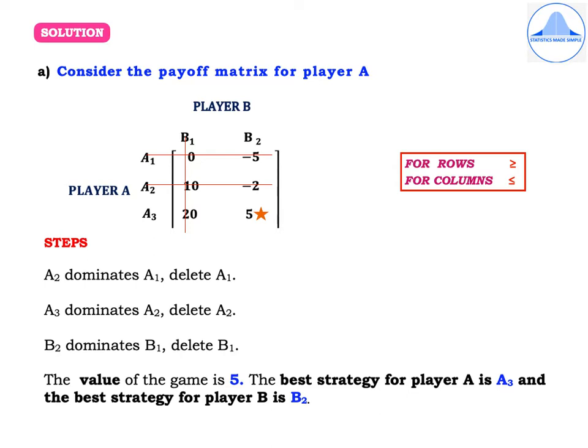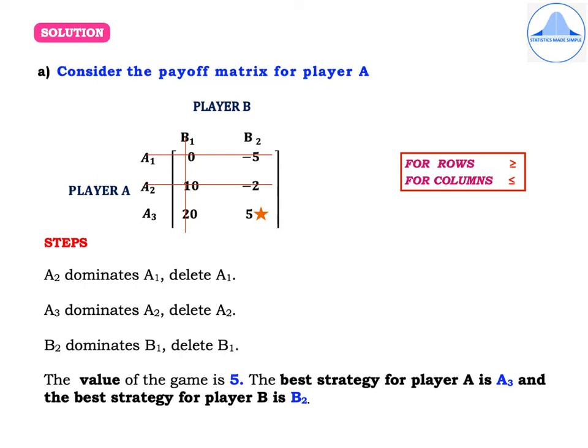Now do A2 with A1. 10 is greater than 0 and minus 2 is greater than minus 5. So we see that A2 dominates A1. So you delete A1. Now you have to compare A2 with A3. 10 is not greater than 20. So it means that A2 doesn't work out with A3. Next you have to compare A3 with A2 because A1 is already deleted. You have to compare A3 with A2. 20 is greater than 10 and 5 is greater than minus 2.